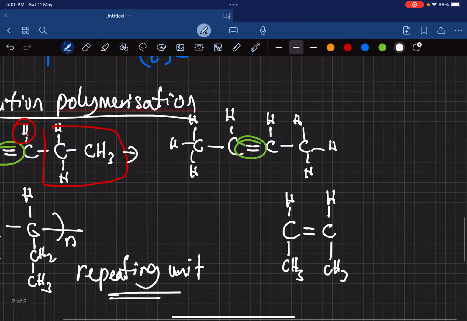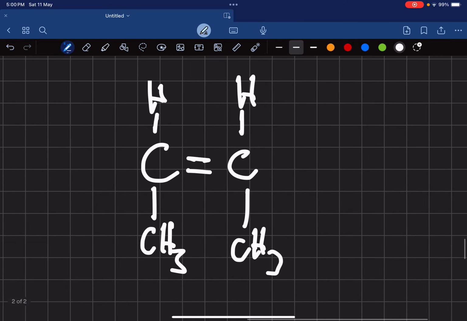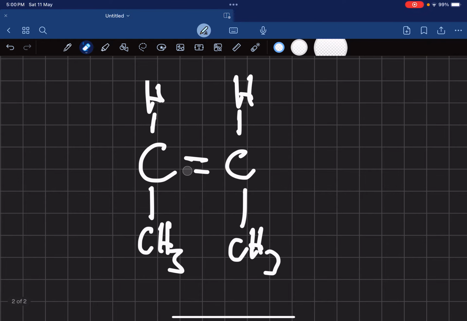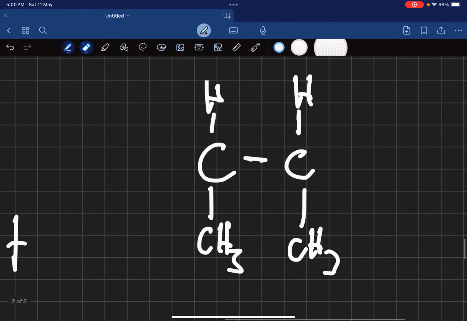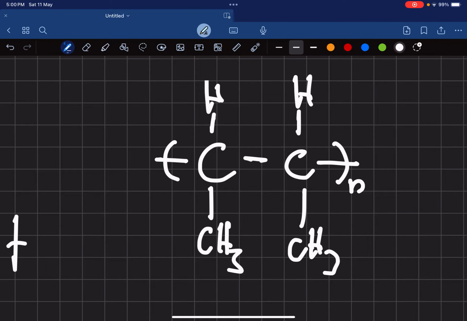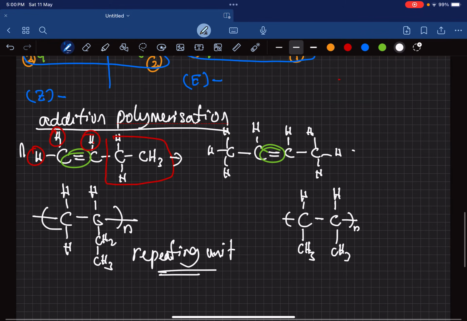Okay. So once that is done, we can erase this off. And then you're going to put one line here, one line here, close bracket, put an N here, ta-da, done. And then you put an arrow, you put an N here, and that's it. So this is your repeating unit. Okay. So for addition polymerization, that is how you do this.